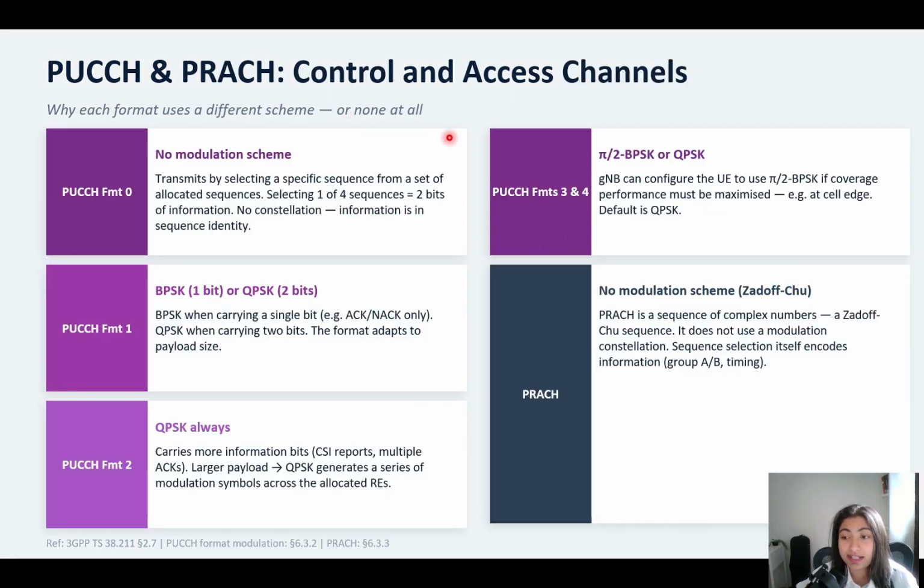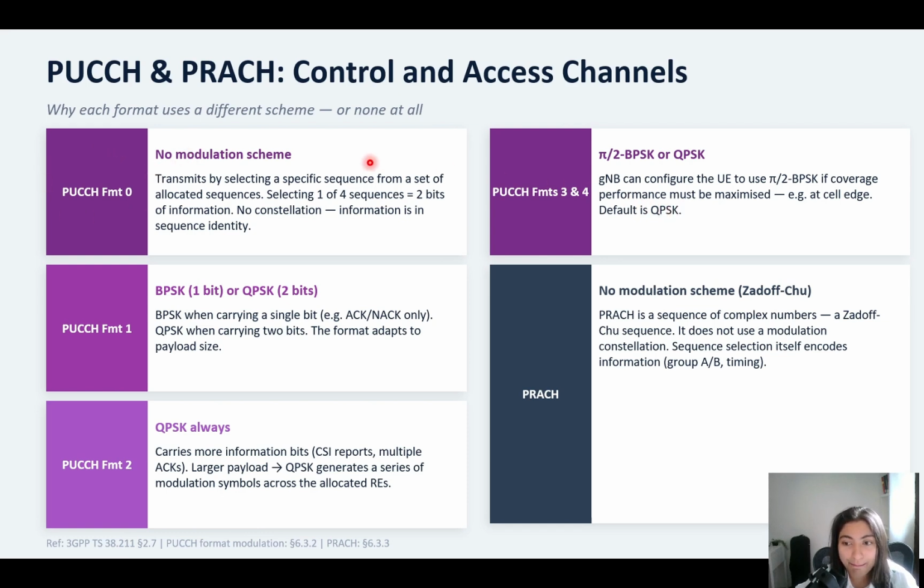Now let us look at the control channels PUSCH and PRACH. These are fundamentally different from the data channels, and the modulation choice reflects that. PUSCH has different formats based on the bits that it carries. PUSCH format 0 has no modulation scheme at all.